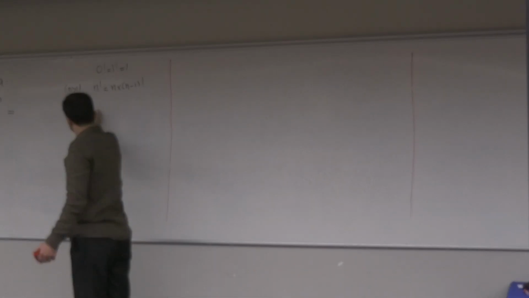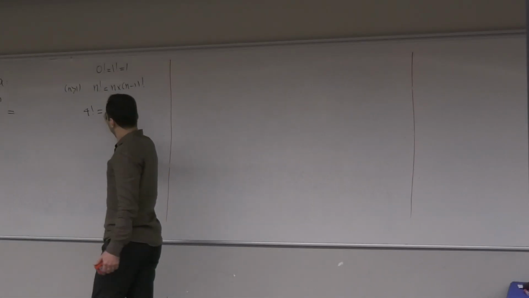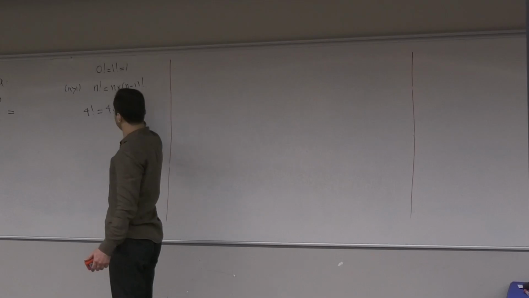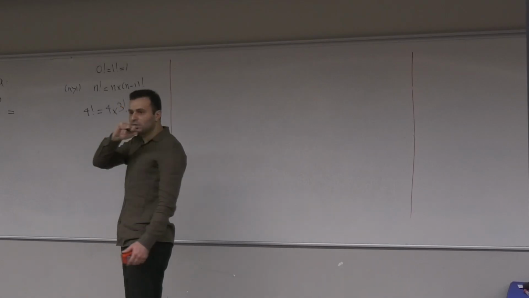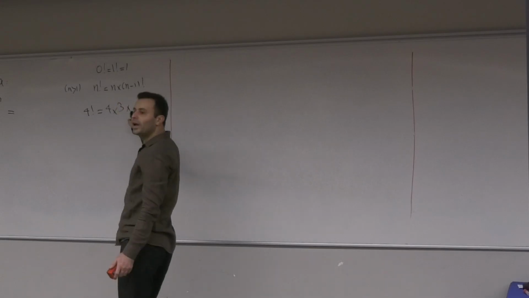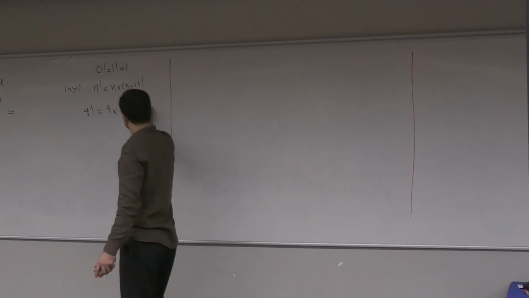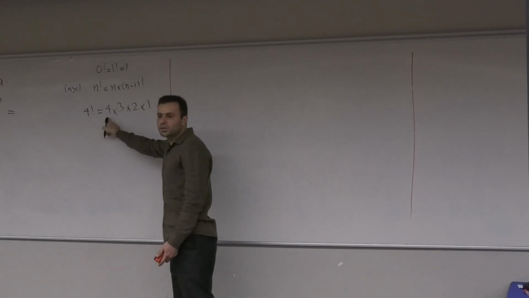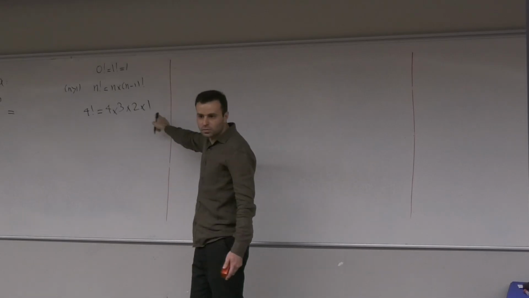For instance, what is 4 factorial? It is 4 times 3 factorial. And what is 3 factorial? 3 times 2 factorial. What is 2 factorial? 2 times 1 factorial. So it is some kind of multiplication of the numbers down to 1. Okay.